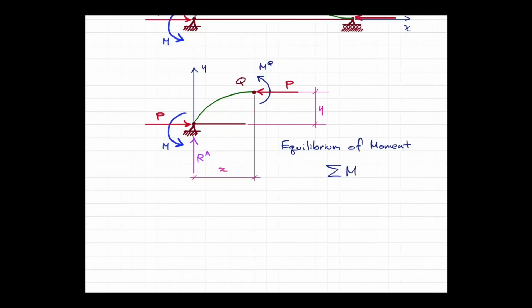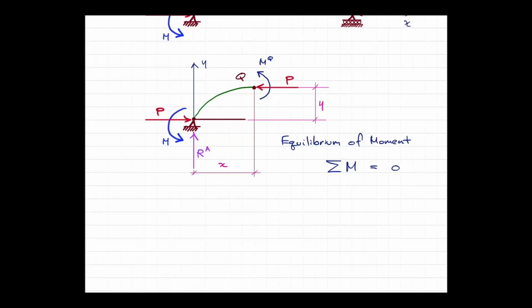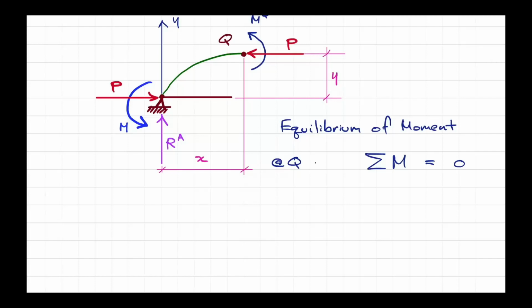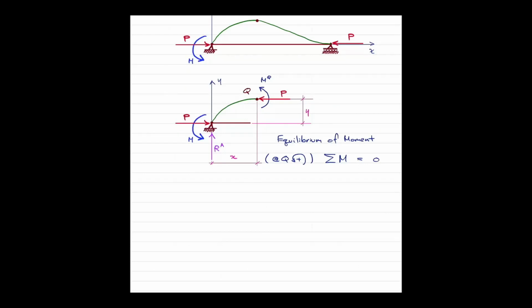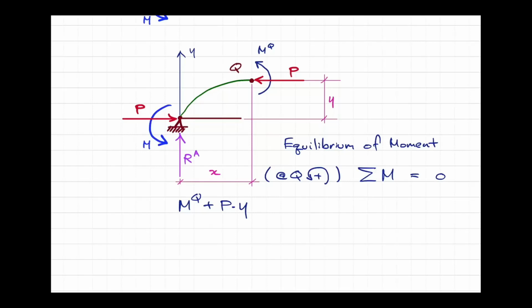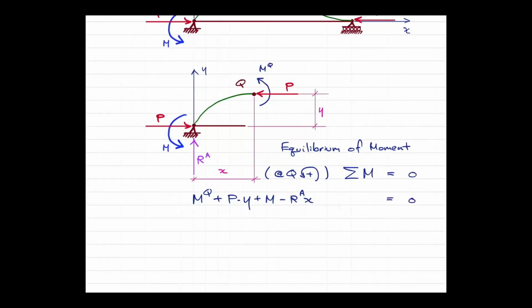So sigma moment about point Q equals 0. So we take moment about point Q. We have the MQ, which is the internal moment from the beam, and then that adds up with P times Y. That adds up with M. That minus RH multiplied by X, which is the moment arm referred to your point Q location.